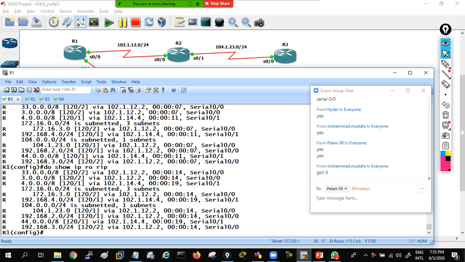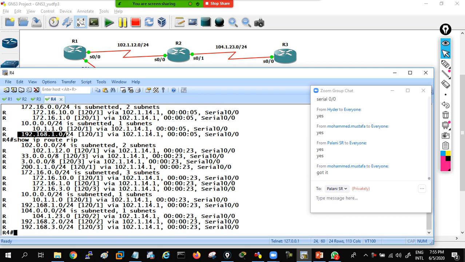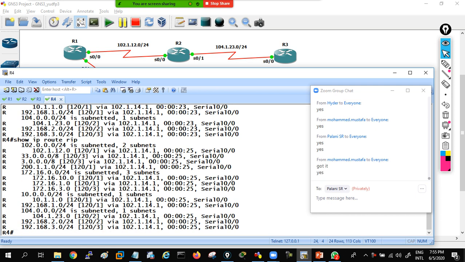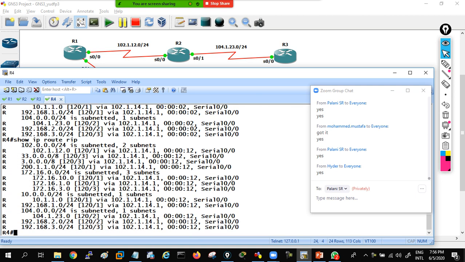Yup. Now go to router 4. You can see all the routes. Do show ip route rip. Yeah, it's there already. See? Everybody can see all the routes, guys. So far it's clear. Mr. Ali, do you understand the concept? How it is working?